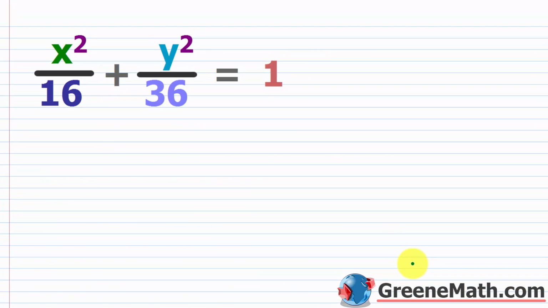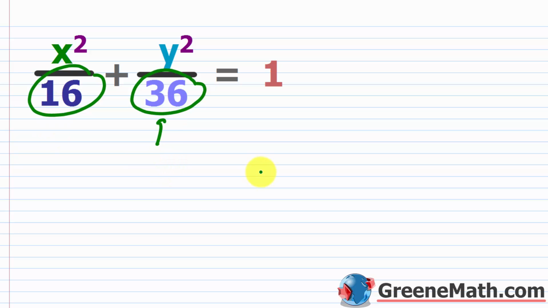All right, so let's look at an example of a vertical ellipse. So we see x squared over 16 plus y squared over 36 equals 1. So this is larger than this. So that's how I know we have a vertical ellipse. Because when I take the square root of 36, it's 6. When I take the square root of 16, it's 4.